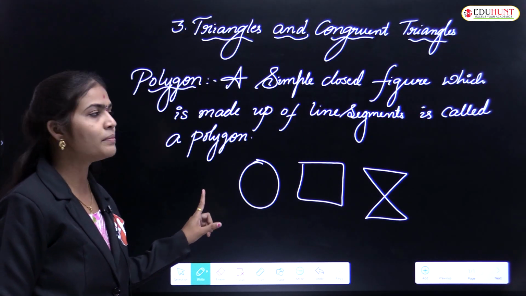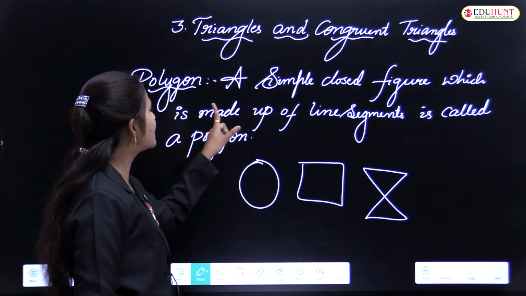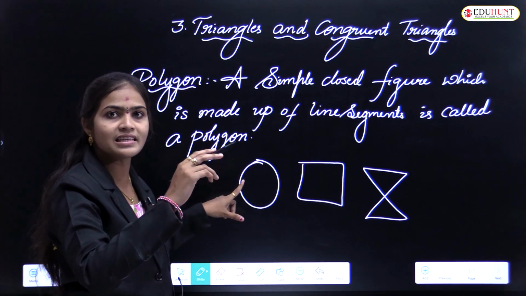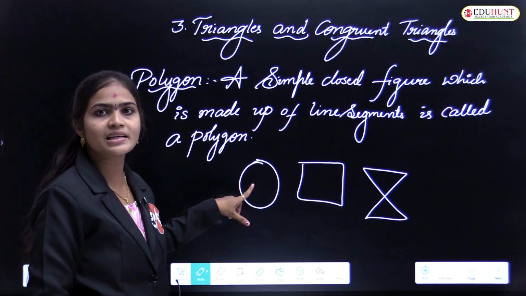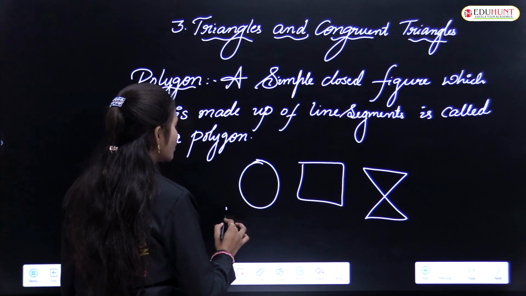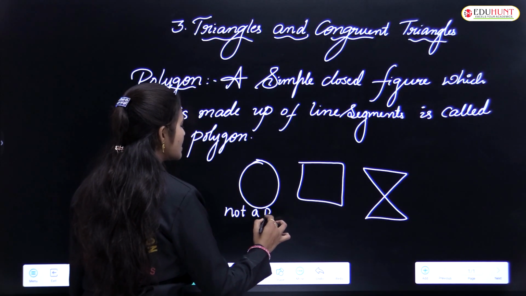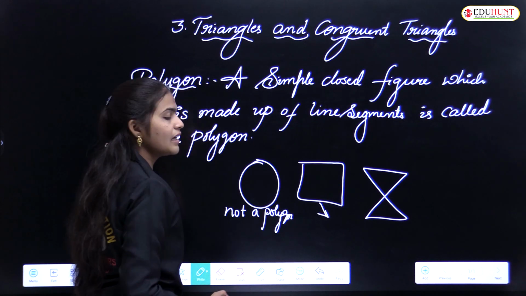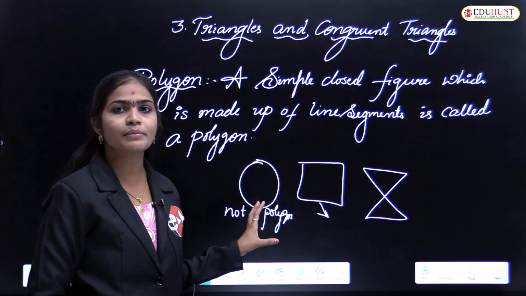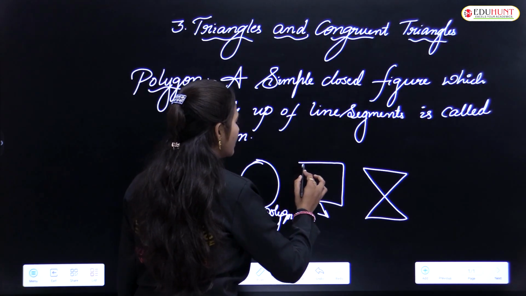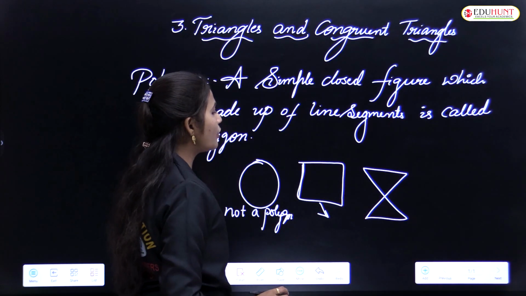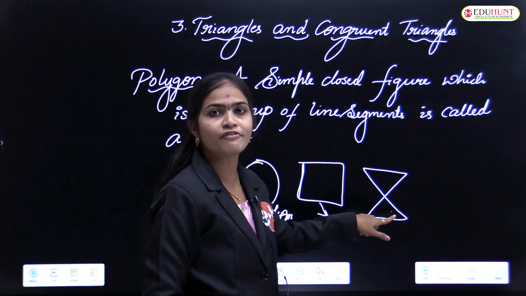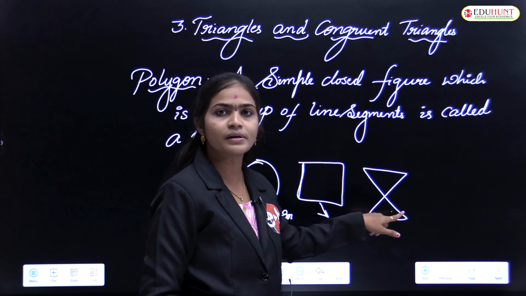Polygon means a simple closed figure which is made up of line segments, but here this is having curved lines. This is not having any line segments, so that's why this is not a polygon. But what about this one? Here this is a closed figure made up of line segments, so we can say that this is a polygon. And here this is also a polygon, but they are saying this is not a simple closed figure. Why?